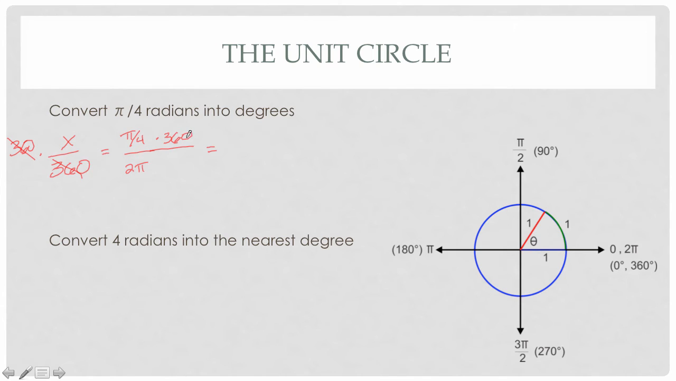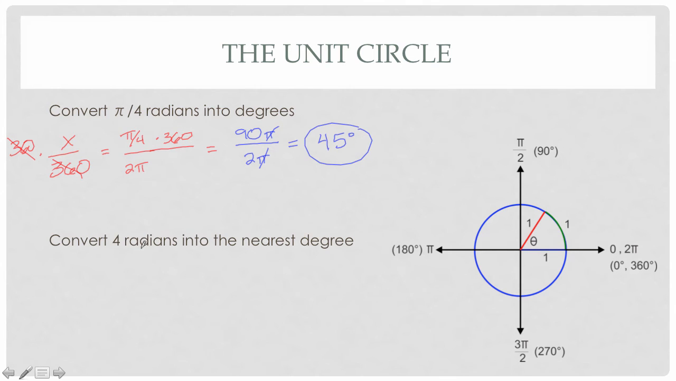Pi over 4 times 360 is just going to turn into 90 pi over 2 pi. And, well, the pi's divide out, and 90 over 2 equals 45. So there we go. We just turned pi over 4 back into 45 degrees. 90 divided by 2 is 45.